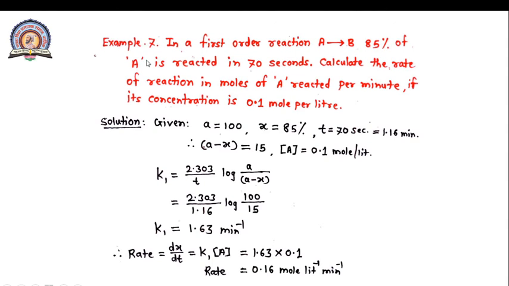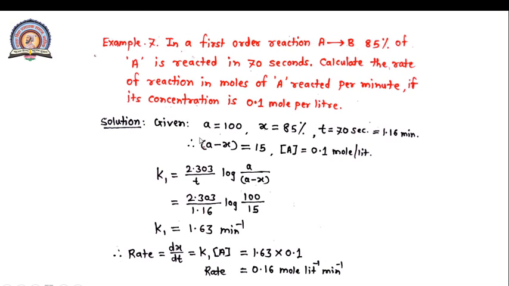Then example number 7: in a first order reaction, reactant A gives product B, and 85% of reactant A is reacted in 70 seconds. Calculate the rate of reaction in moles of A reacted per minute if its concentration is 0.1 mole per liter. Now in this case, the reactant reacts and gives the product B, 85% of A is reacted in 70 seconds, and we need to find the rate of reaction in moles of A reacted per minute if its concentration is 0.1 mole per liter.